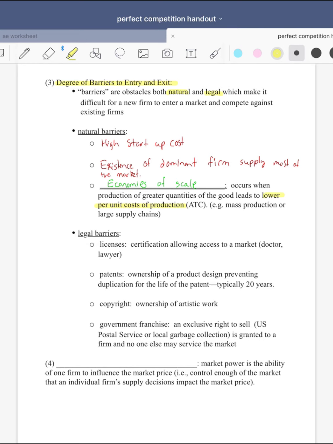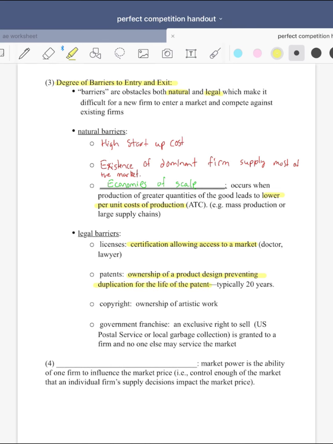With lower per unit costs for production, firms are going to be able to price their products a lot cheaper. So new firms with relatively low output are going to find it difficult to compete because their average costs will be higher than these existing firms benefiting from economies of scale. The prospect of higher average costs may deter entry for a lot of firms if there's already a dominant firm in that industry. Now, looking at legal barriers, that could be things such as licenses, which are certifications allowing access to a market.